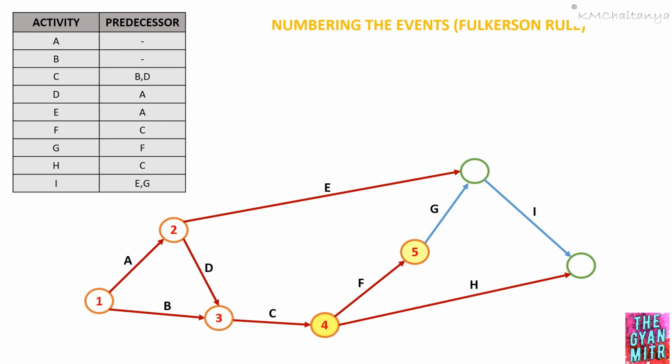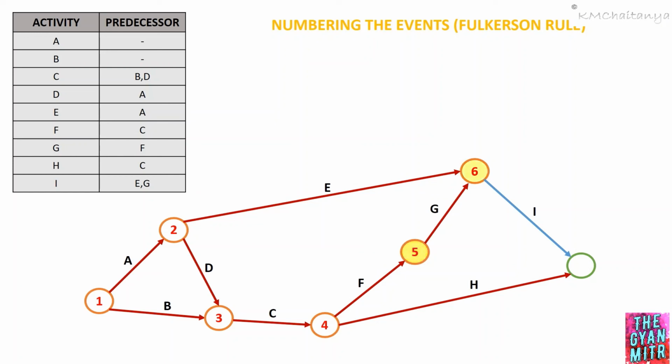Now we will move on to the next event, which is event 5. From event 5, I have only one activity emerging, which is activity G. And now I can number the event after activity G, since both the incoming activities for that event have been traced. That is, activity G and activity E both have been traced. Therefore, I can number this event as event number 6.